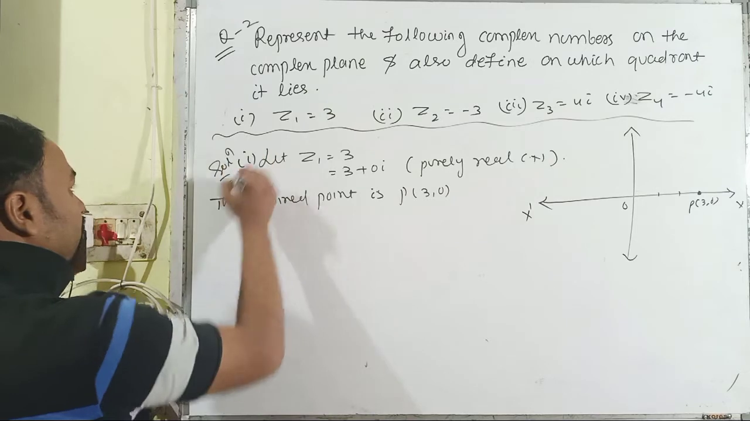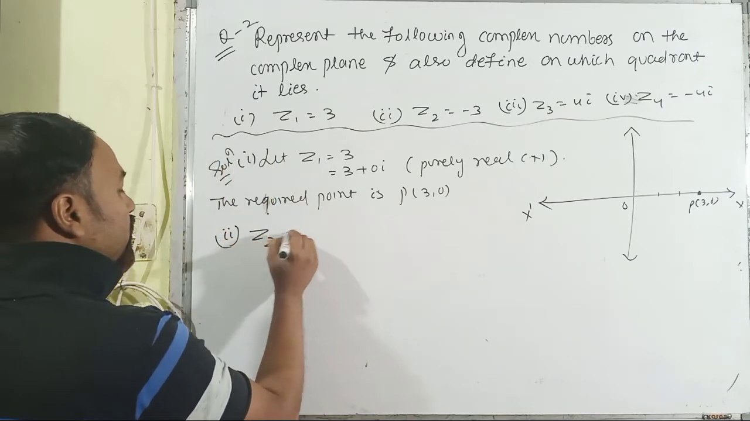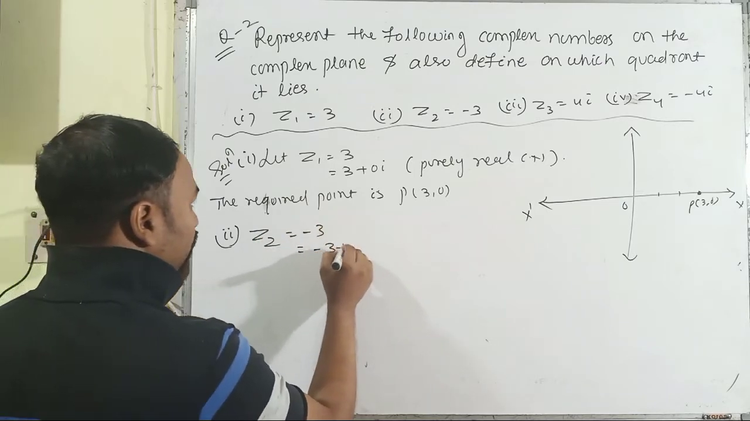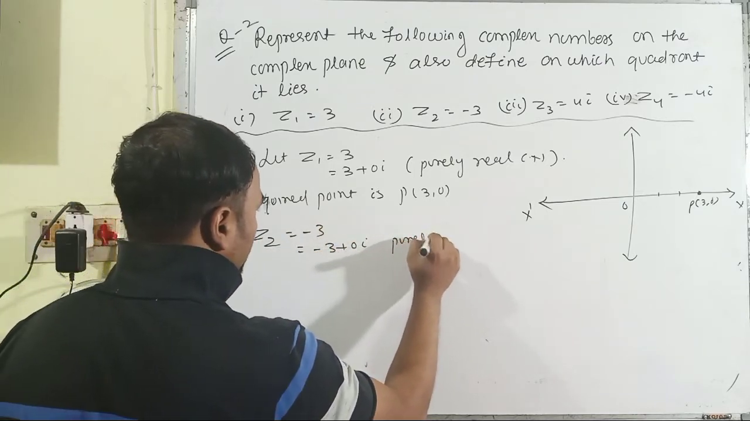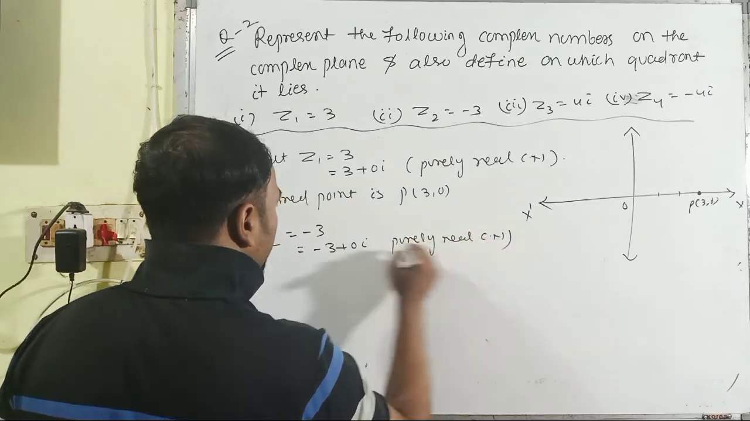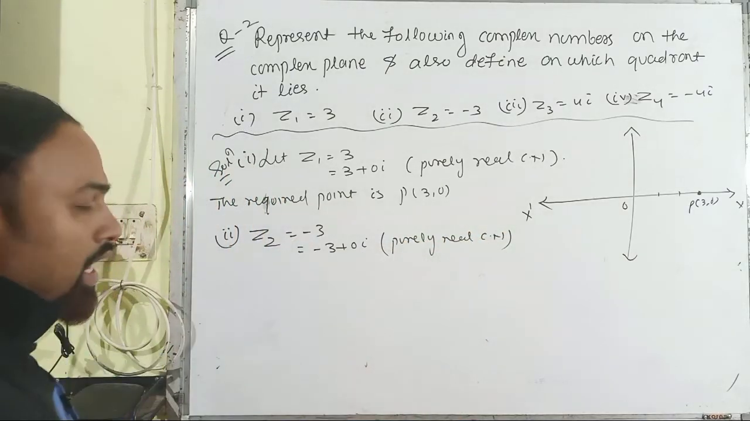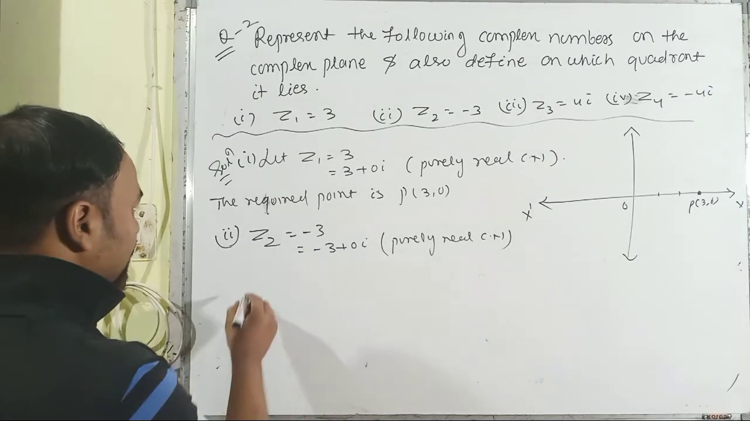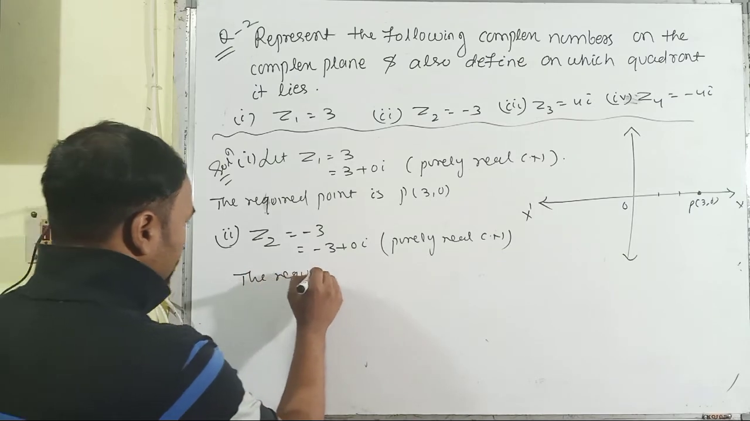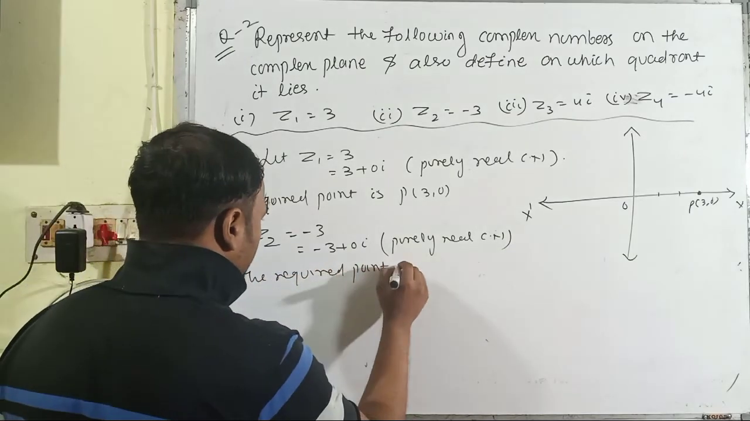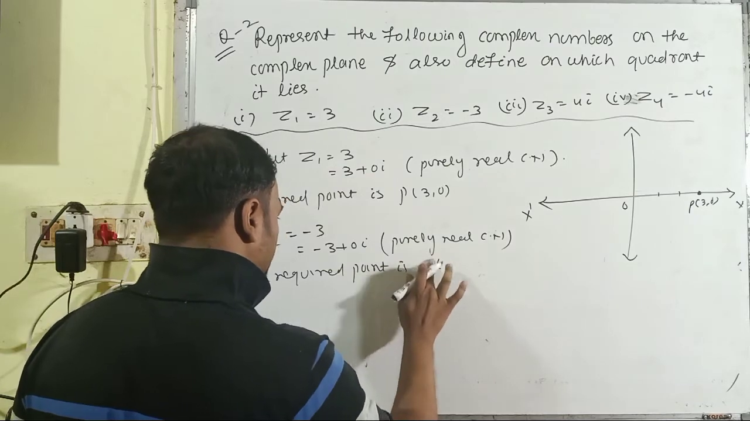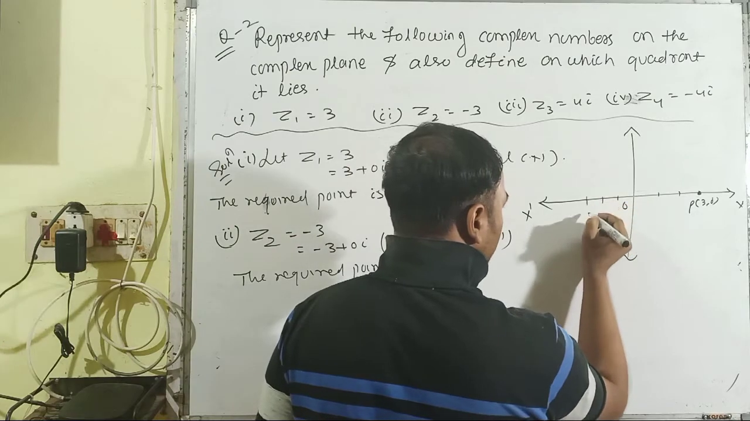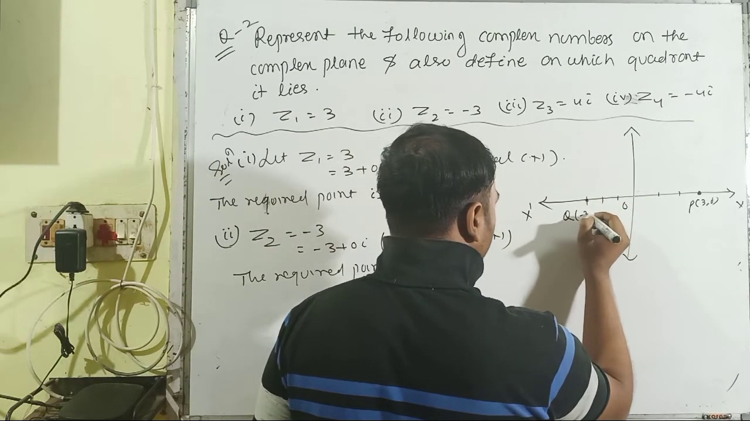Then let us go through the second bit. Z2 is equal to minus 3. The second case is happening here, and you can see that this is also a purely real complex number, but you can say that this is negative 3. That means it will lie in the negative direction of the x-axis. The required point is, let us consider this as Q(-3, 0). This is (-3, 0).